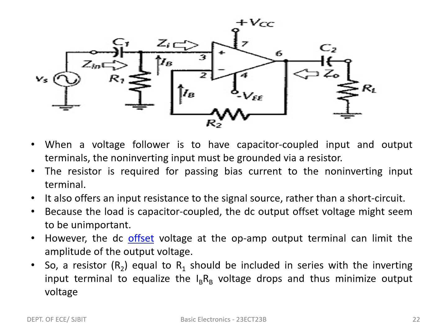Because the load is capacitor coupled, the DC output offset voltage might seem to be unimportant. However, the DC offset voltage at the op-amp output terminal can limit the amplitude of the output voltage. So, a resistor R2 equal to R1 should be included in series with the inverting input terminal to equalize the IB-RB voltage drop and thus minimize the output offset voltage.